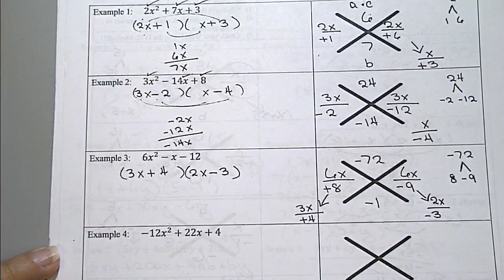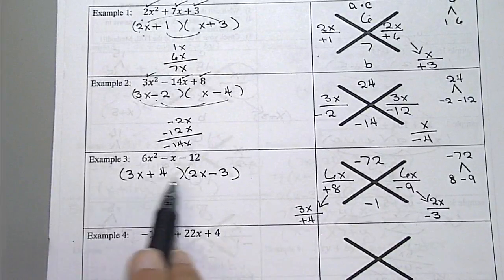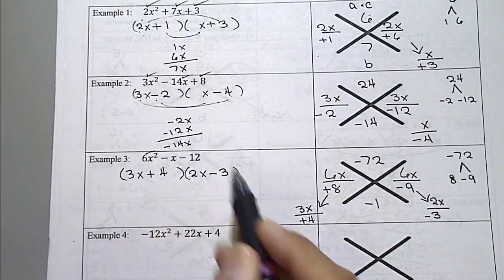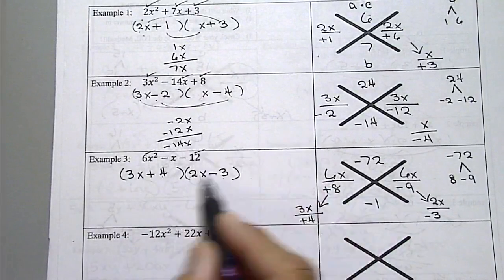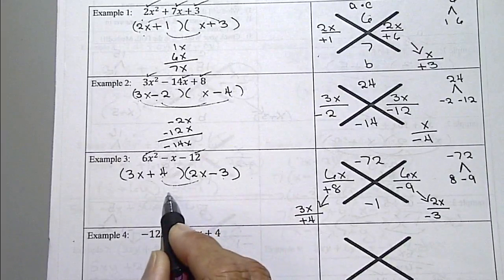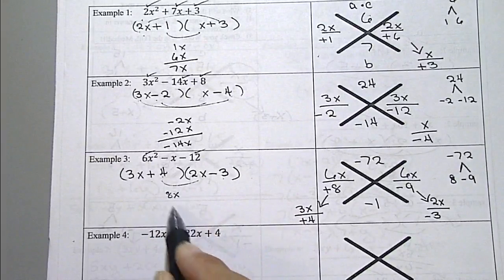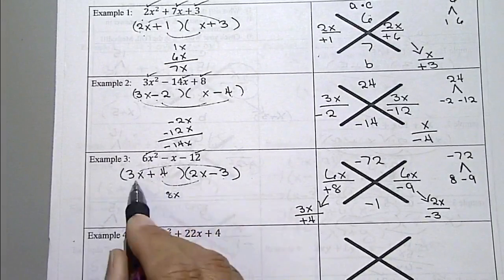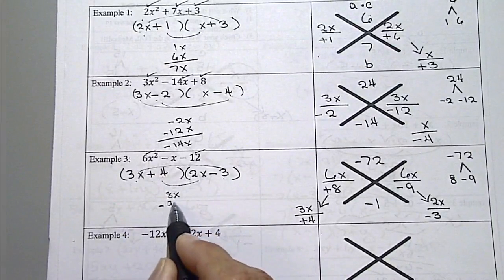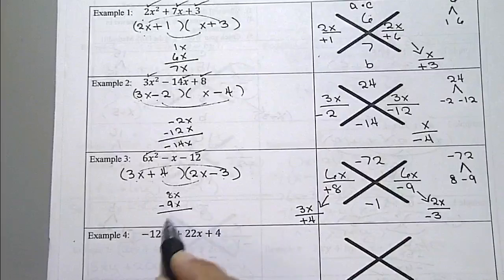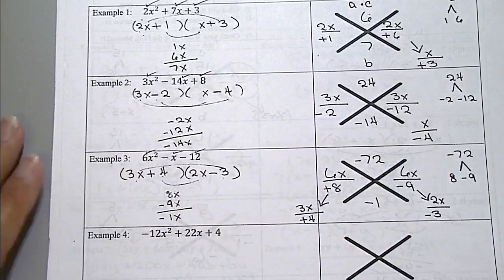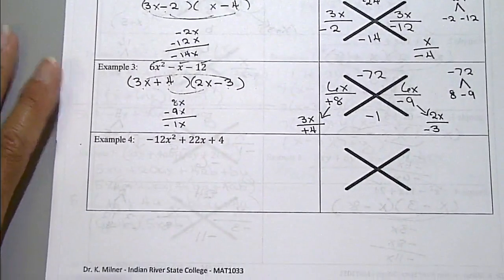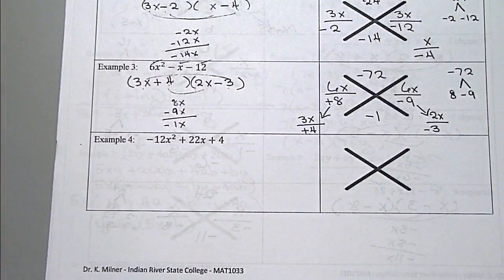right? And now let's check it. 3x times 2x, 6x squared. 4 times negative 3, negative 12. Inside would give me 8x, positive 8x. Outside would give me a negative 9x. When I combine them, I get a negative 1x, which is what I have in the center, negative x, right? Make sure you're good with this before I go to the next one, okay?